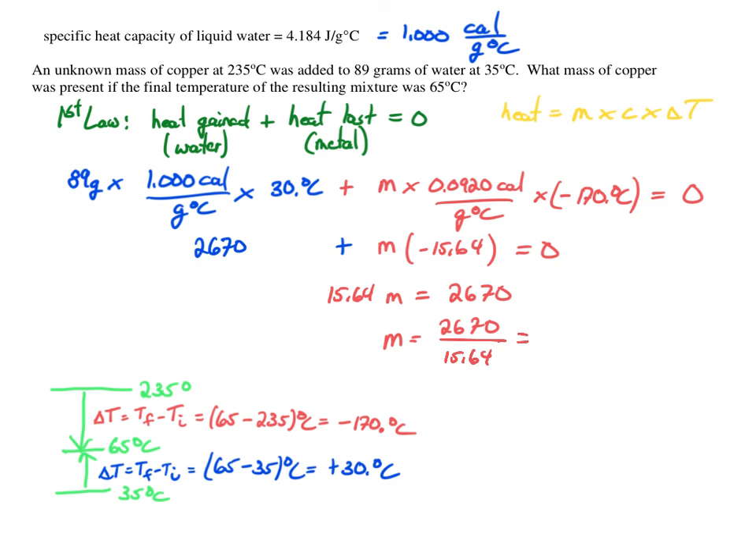And if we do the math, this comes out to be 170.716 grams. We can justify just 2 sig figs in our answer. So this becomes 1.7 times 10 to the second grams.